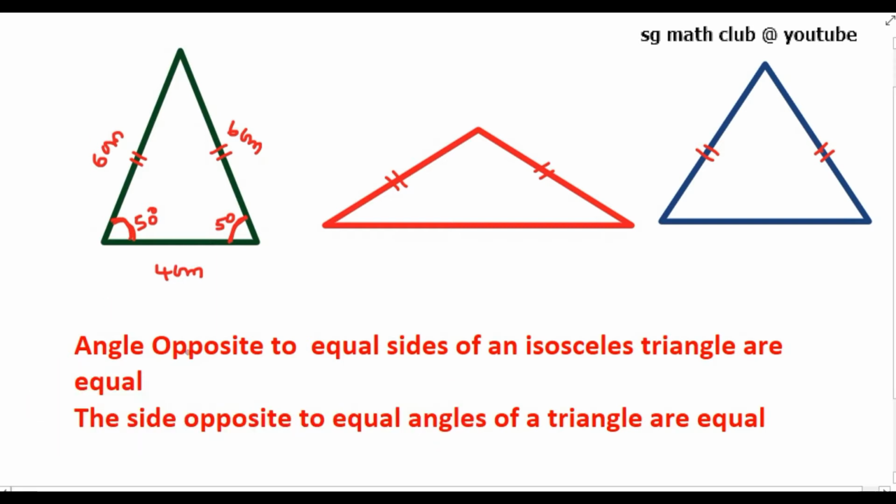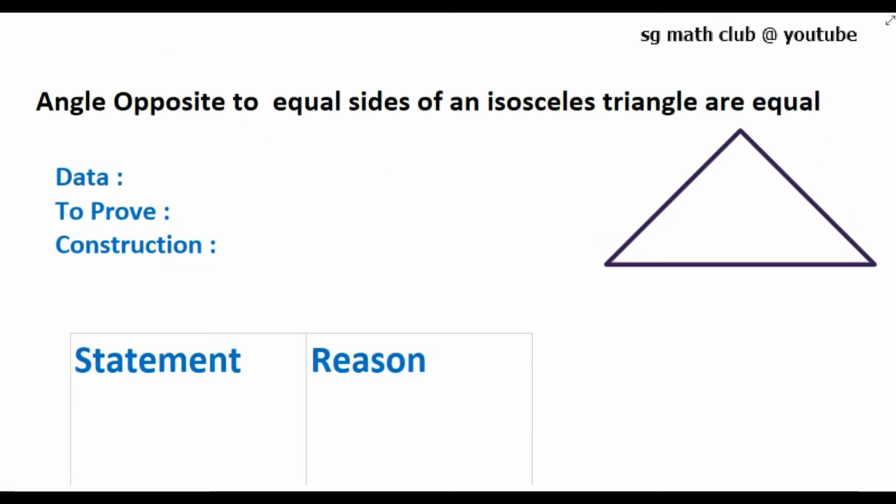So angles opposite to equal sides of an isosceles triangle are equal, and the sides opposite to equal angles of an isosceles triangle are equal. Now we will prove these two statements. The first statement is angles opposite to equal sides of an isosceles triangle are equal, and the second one is sides opposite to equal angles of an isosceles triangle are equal. So let's prove this statement. Angles opposite to equal sides of an isosceles triangle are equal.